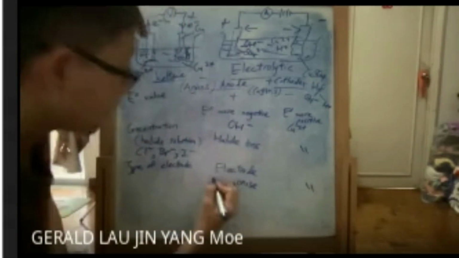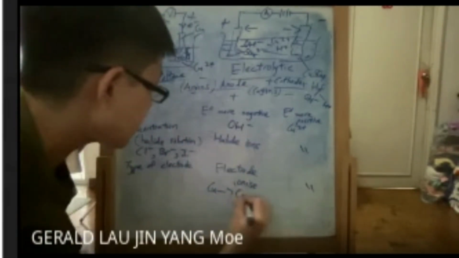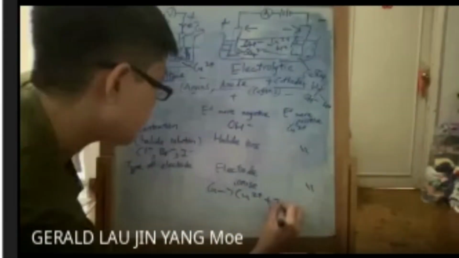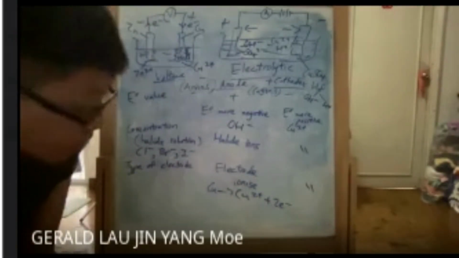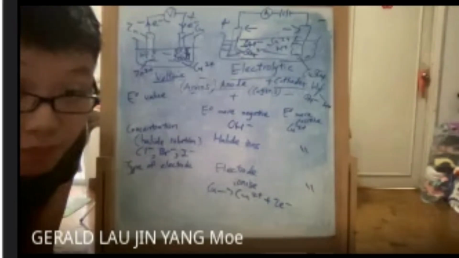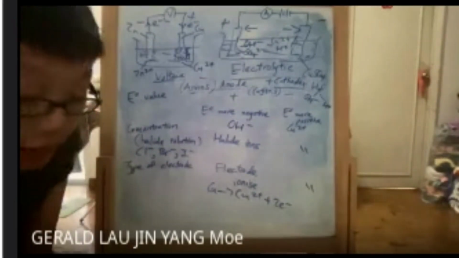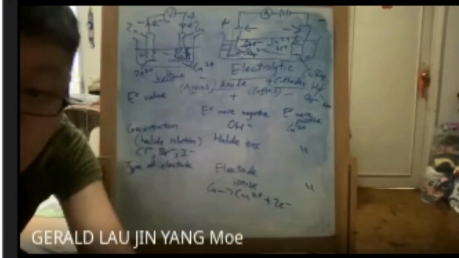For example, if I use a copper electrode, it will ionize to copper 2 ion. Can you understand? Can you understand? Okay, good. Now let's look at examples.